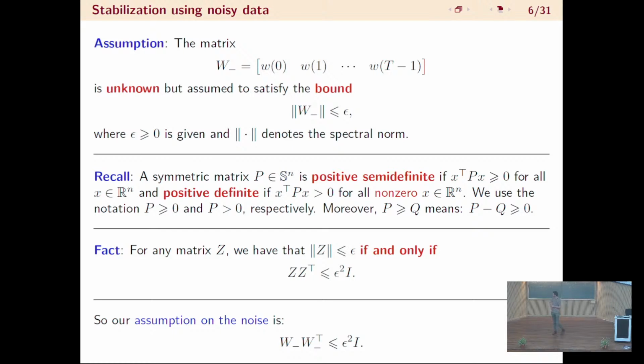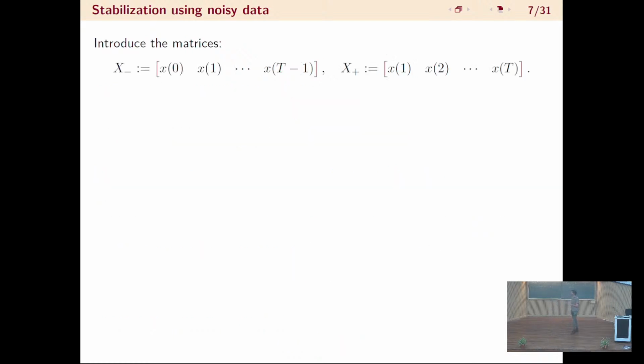Okay. Good. Well, let's continue. So I introduce these shifts of the state sequence. So x minus goes from x0 up to xT minus 1, and x plus goes from x1 to xT.